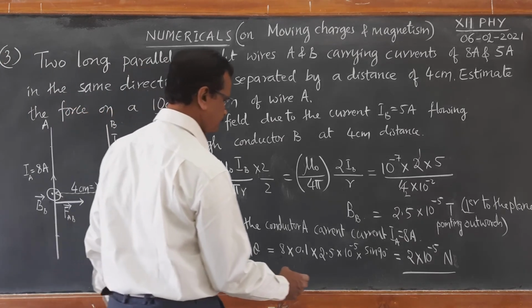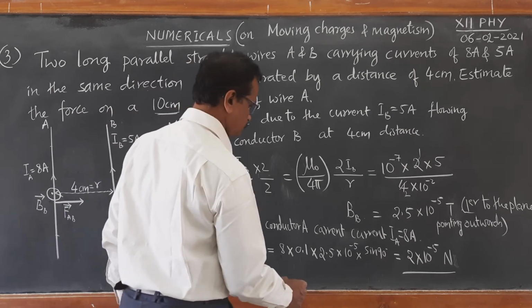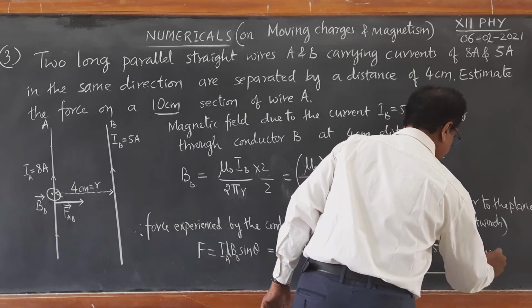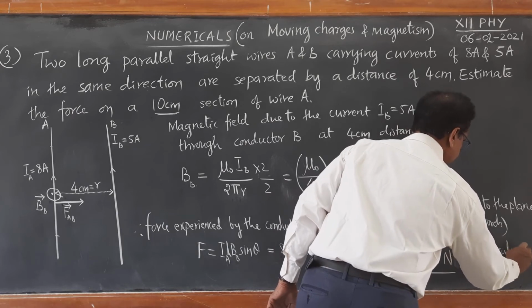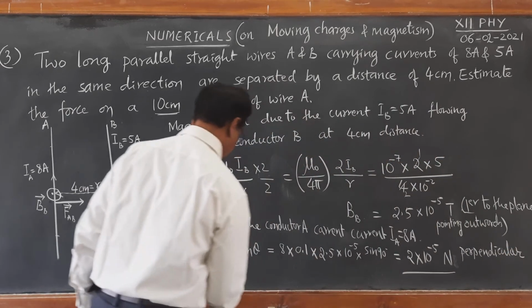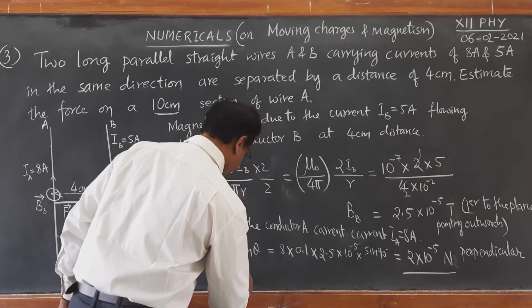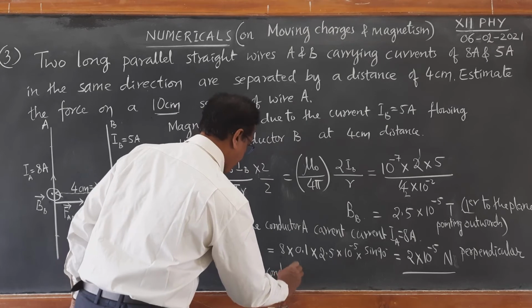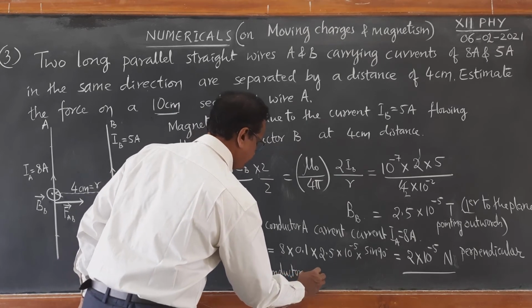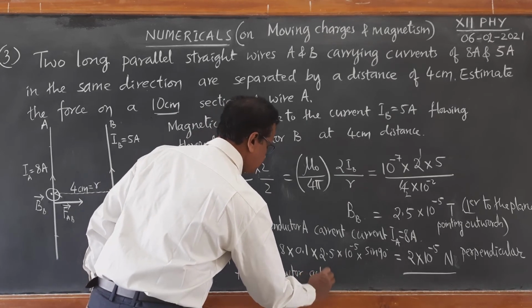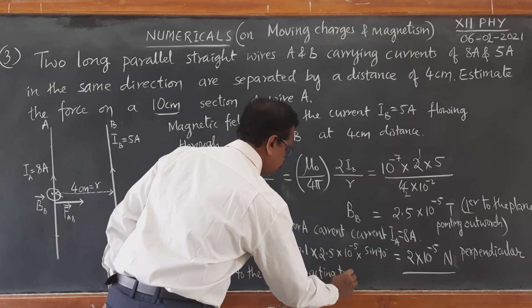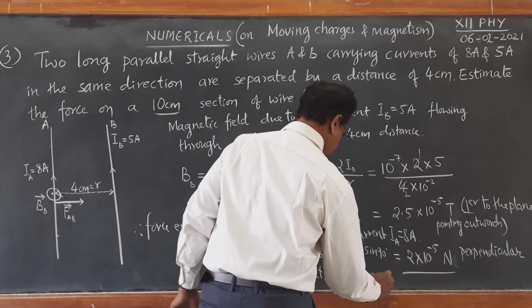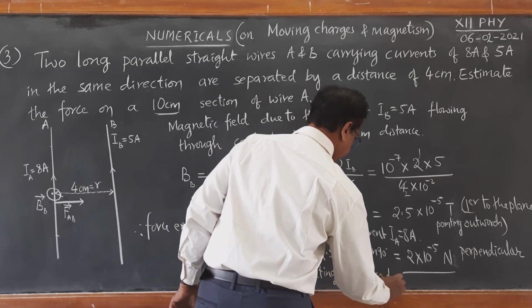So this you can write: perpendicular to the conductor, acting towards conductor B.